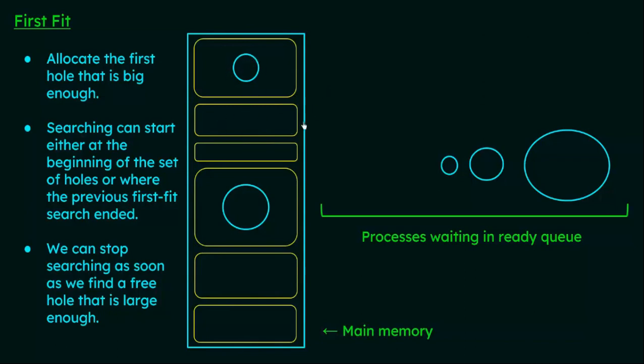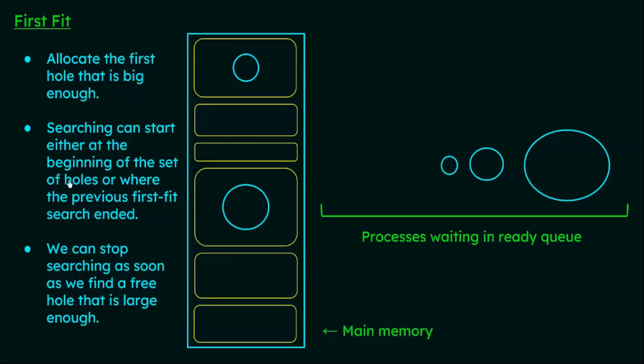We can either start searching from here, or we can start from the place where the previous first fit search ended. Now, which is the place where the previous first fit search ended? It is here. So for the previous process, when we were searching for a partition, this was the partition that was found and this was the partition that it was allocated. So this was a place where the previous first fit search ended. So we can also start searching from here. So it is up to us.